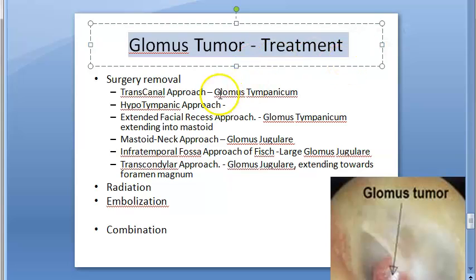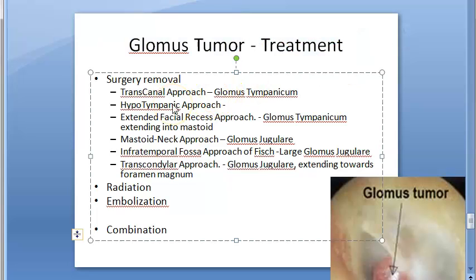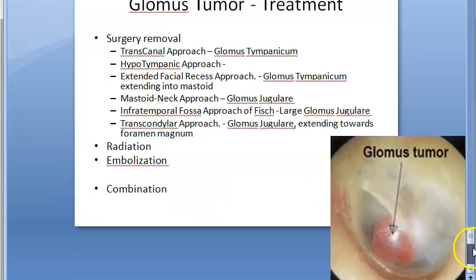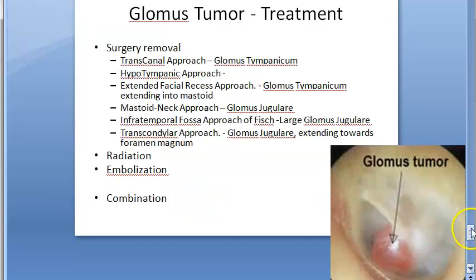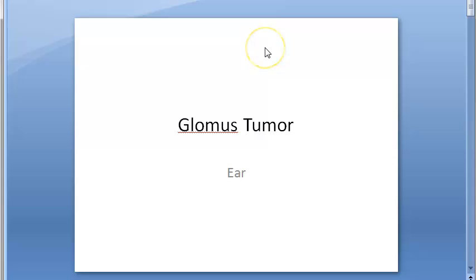Coming to treatment, surgical removal, so many approaches. If it is glomus tympanicum, what approach? If it is glomus jugulare, what approach? Radiation and embolization. That's all in this video on glomus tumor of the ear.